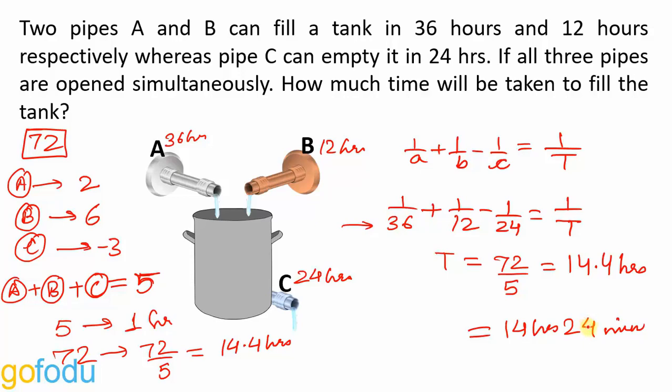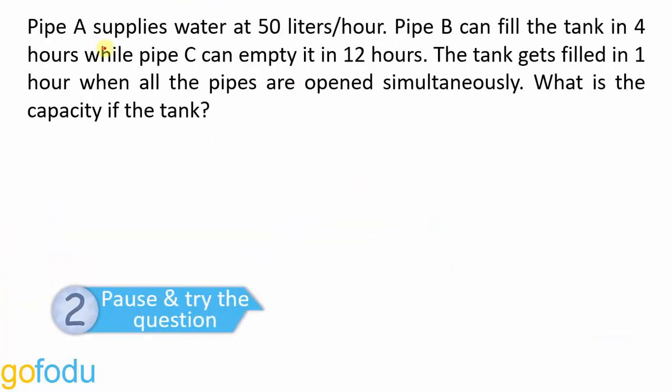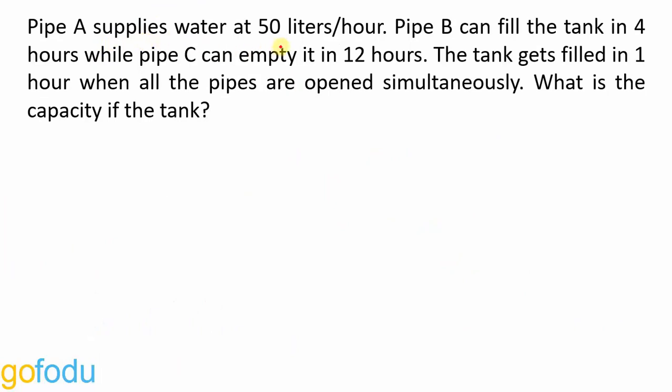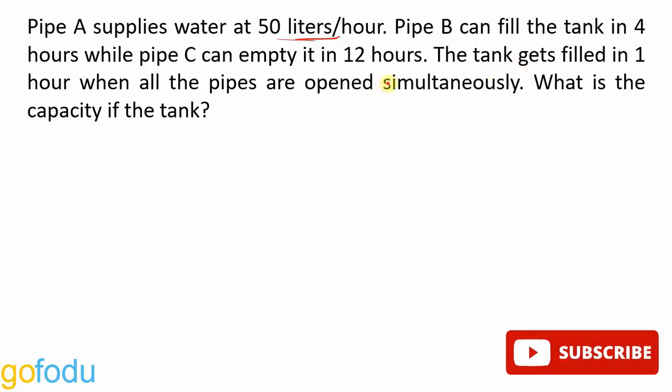Moving on to the next question. Pipe A supplies water at 50 liters per hour. So the rate of pipe A is already given in the question. And pipe B can fill the tank in 4 hours. Pipe C can empty it in 12 hours. C is doing the negative work again. The tank gets filled in 1 hour when all three work simultaneously. So what is the capacity of the tank?